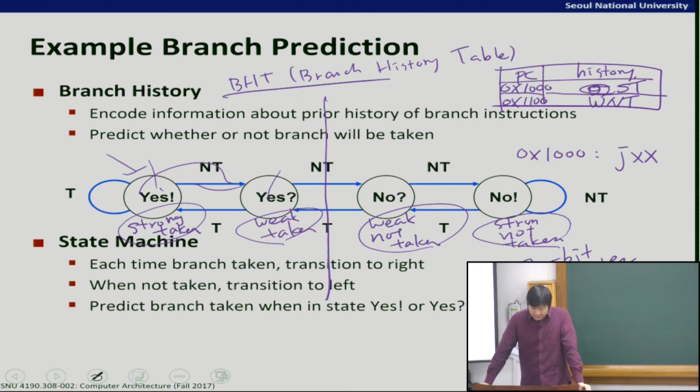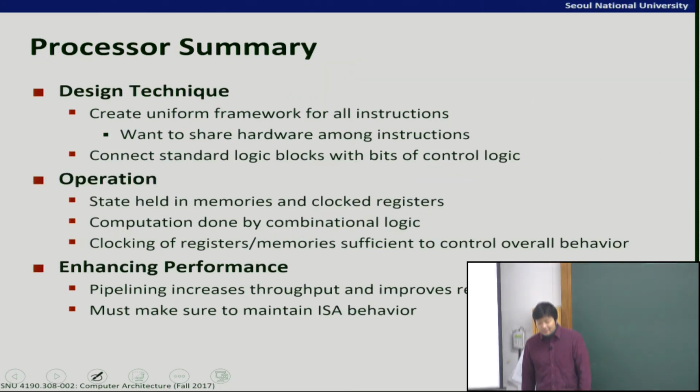Each time the branch is taken, make a transition to the right. When it's not taken, make a transition to the left. You predict the branch is taken when it's in either of the left states, either strongly taken or weakly taken. Otherwise, it will be predicted to be not taken. Okay, that's it. This summarizes the processor design part about pipelining. Any questions about the exceptions, the advanced processor, or CPI, anything we covered today?